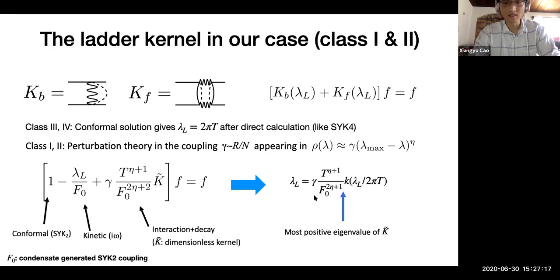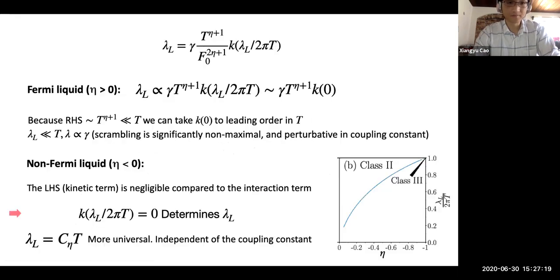So now what happens in Fermi liquid and non-Fermi liquid? It's the same equation. In Fermi liquid, what we will see is that the right-hand side is very small. It's much smaller than T. So you find that lambda L must be very small compared to T. Then you can approximate this thing here by 0.